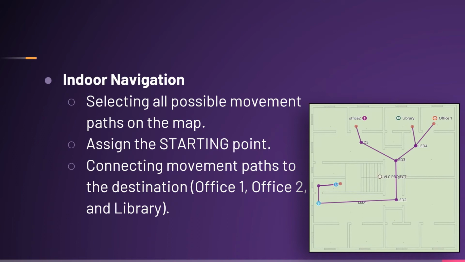Then he or she will choose his or her destination. After that, the digital map will show a specific direction to the destination, for example, Office 1, Library, and Office 2. In the next slide, we will show you how the process of indoor navigation is done. So let's go and see.